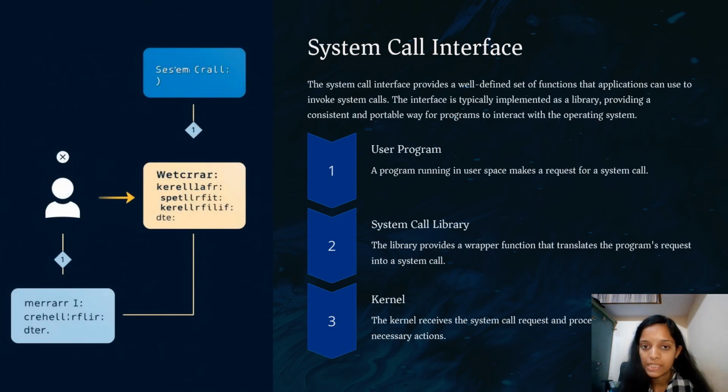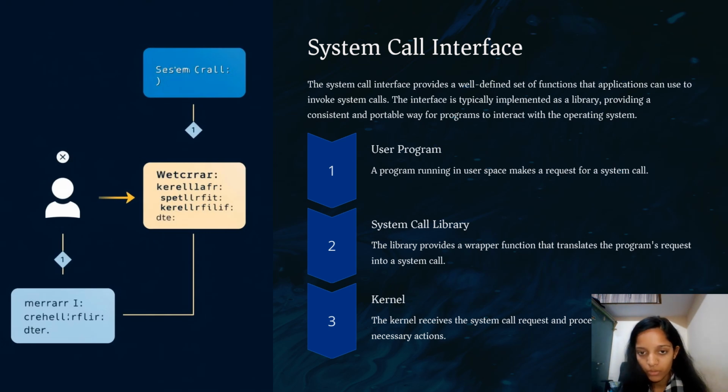System call interface. The system call interface provides a well-defined set of functions that applications can use to invoke system calls. The interface is typically implemented as a library, providing a consistent, portable way for programs to interact with the OS. There are three parts of this system call interface.